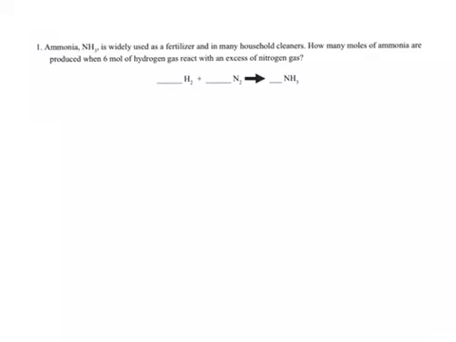This is a tutorial about one-step stoichiometry. So here's our problem. Our problem is ammonia, which is widely used as a fertilizer and in many household cleaners.